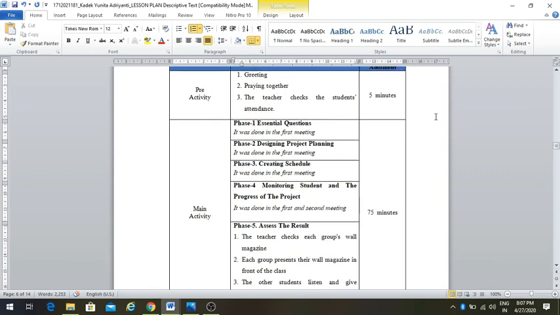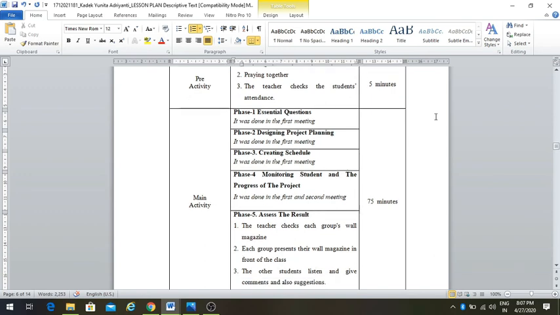So the teacher checks each group's wall magazine, the final result of their wall magazine, and then each group presents their wall magazine in front of the class. So each group shows their wall magazine in front of the class by presenting their descriptive text briefly about the inspirational figure, their favorite place, and also their lovely pet. And then the other students will listen and give comments, also suggestions about their friends' project and the performance.